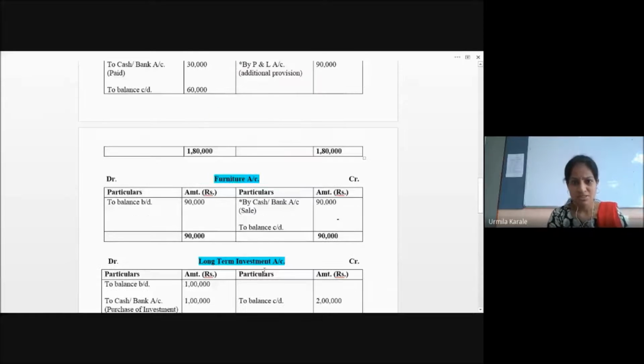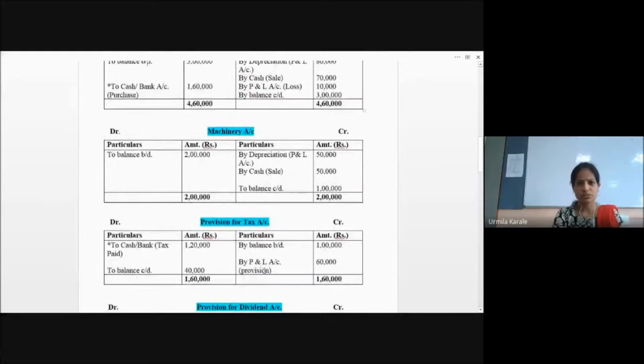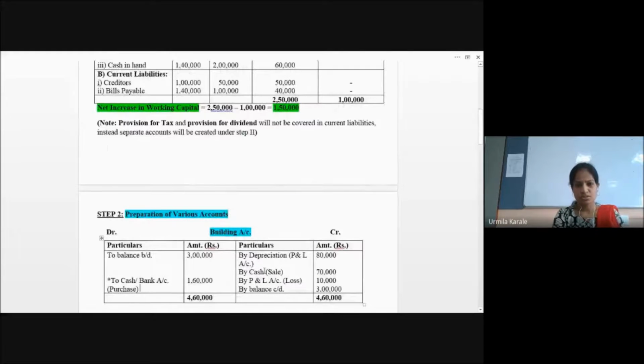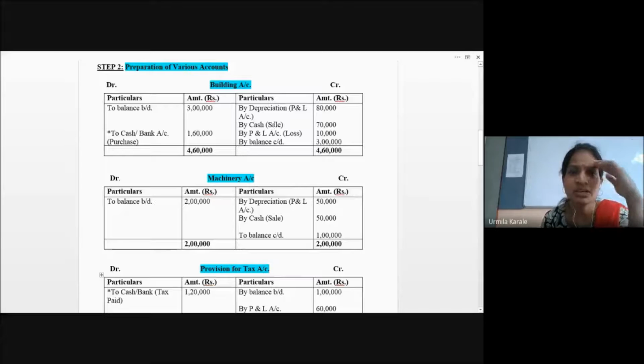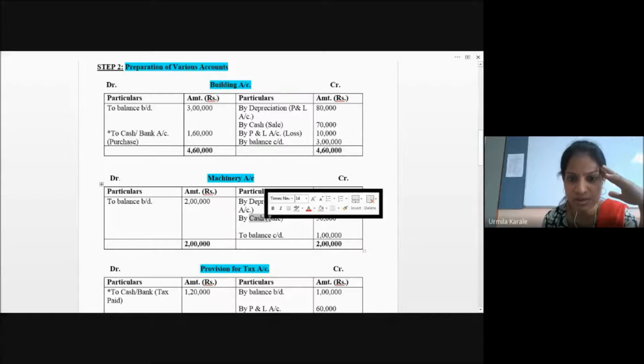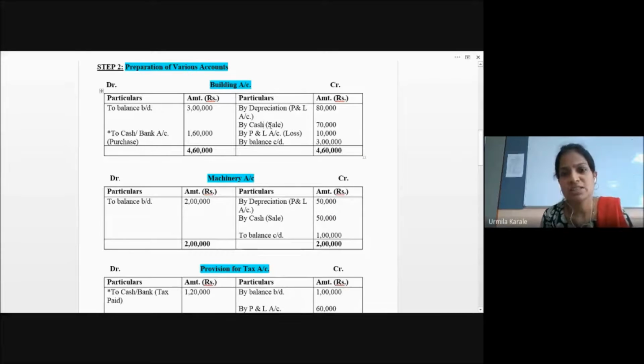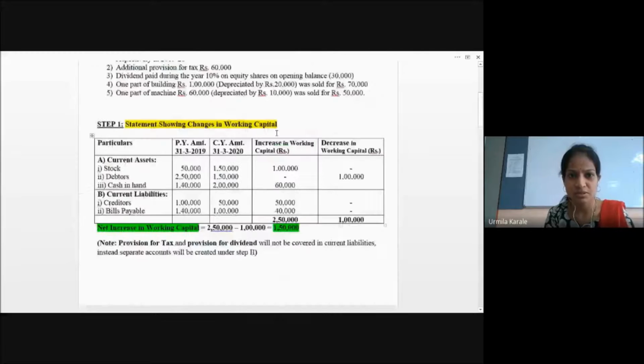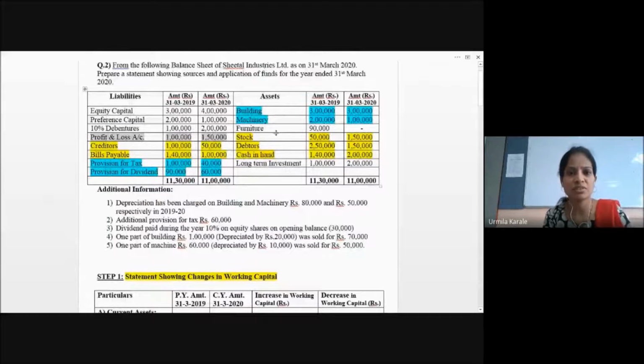Now just see what you have to do once you are done with all these accounts. You need to just transfer the amounts. Whatever cash and bank balance amount you can find here, then here also cash or bank balance you should write, right? This also. So cash and bank amount that will go to the fund flow. All the profit and loss account amounts will go to the profit and loss accounts.